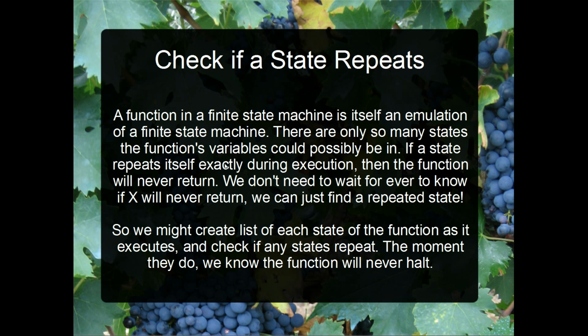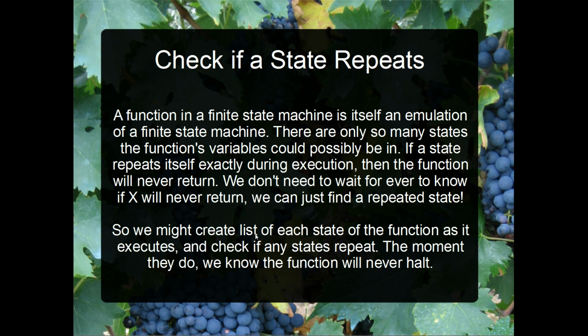So there's only so many different states that a function's variables could possibly be in. And if you think about it, if a state repeats itself exactly during execution, then the function will never ever return. So we don't have to wait for X to return to know whether it's actually gone into an infinite loop. All we can do is find a repeated state. If X ever repeats its state more than once, any state at all, then we know that X is doomed to go back to that state over and over and over again, ad infinitum.